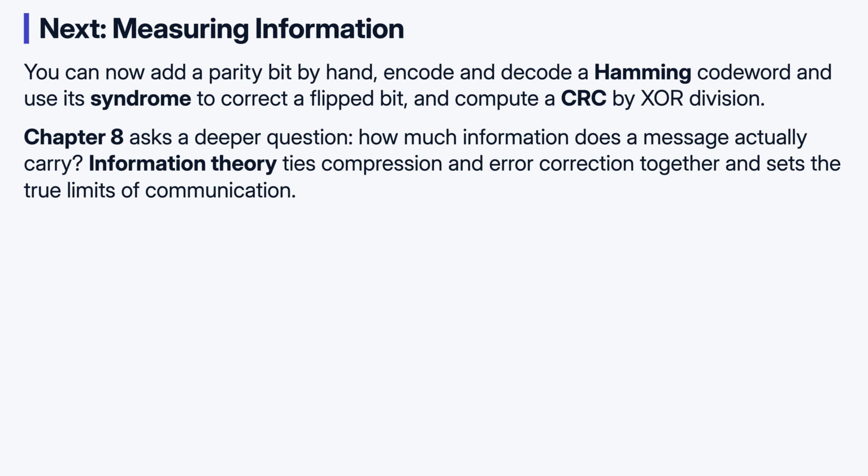This chapter added redundancy to survive noise. Chapter 8 asks a deeper question. How much information does a message actually carry? Information theory ties compression and error correction together and sets the true limits of communication.